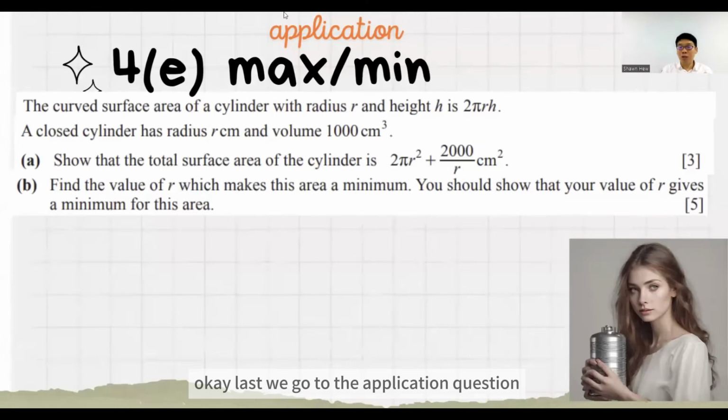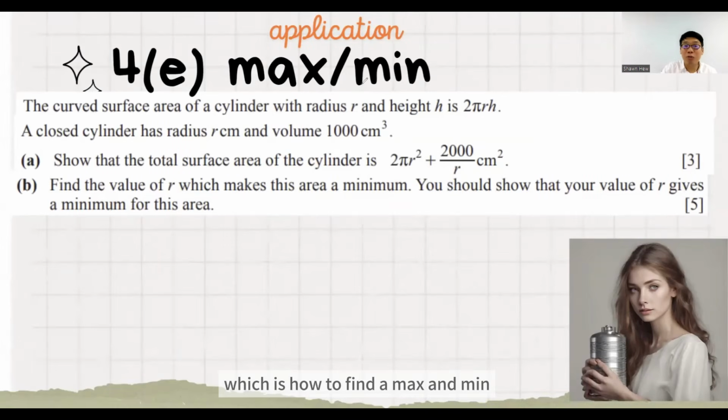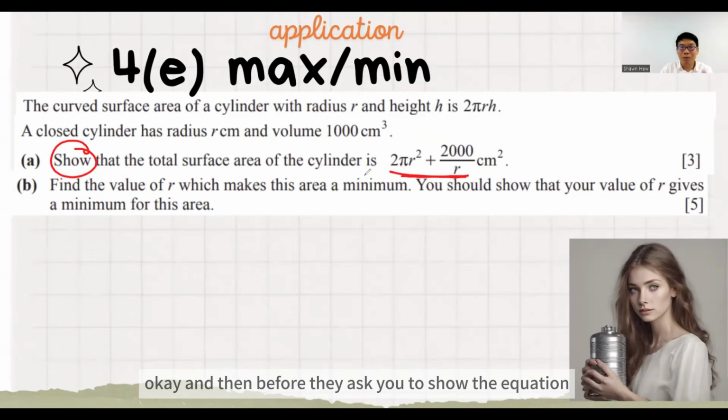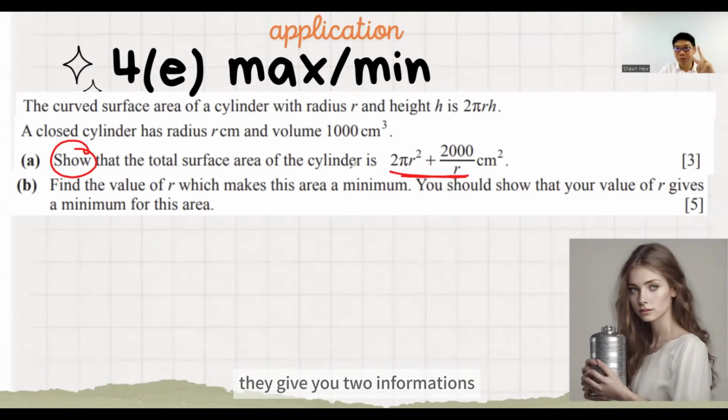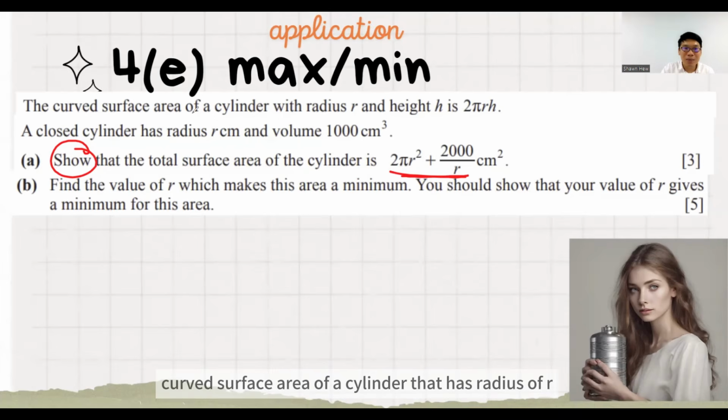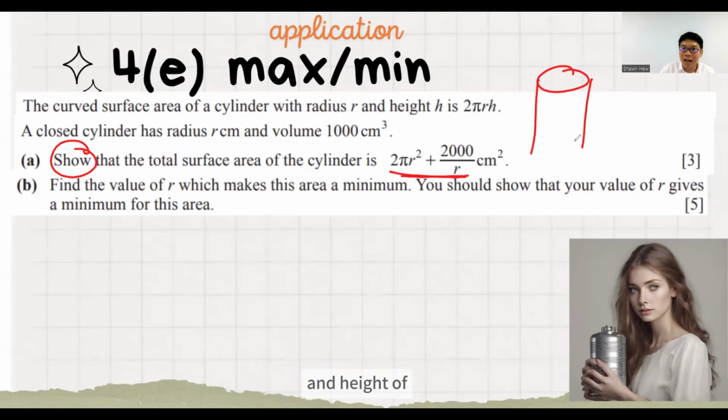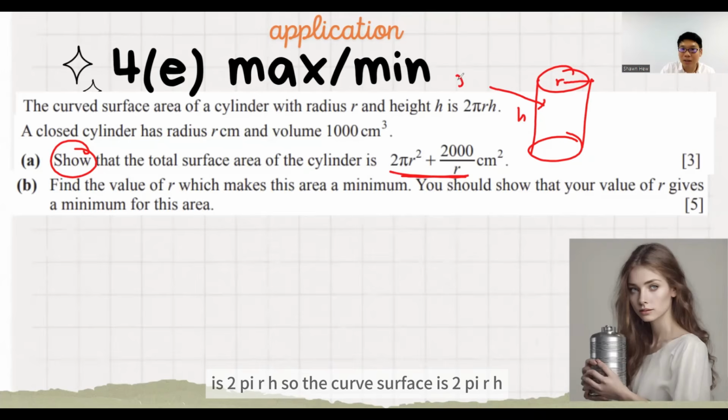Okay, last we go to the application question, which is how to find the max and min. So to find the max and min, usually the pattern of the question is like this. They ask you to show some equation, okay? And before they ask you to show the equation, they give you 2 pieces of information. Can you see here? The curved surface area of a cylinder that has radius r and height h is 2 pi r h. This is the area information. This is information 1.